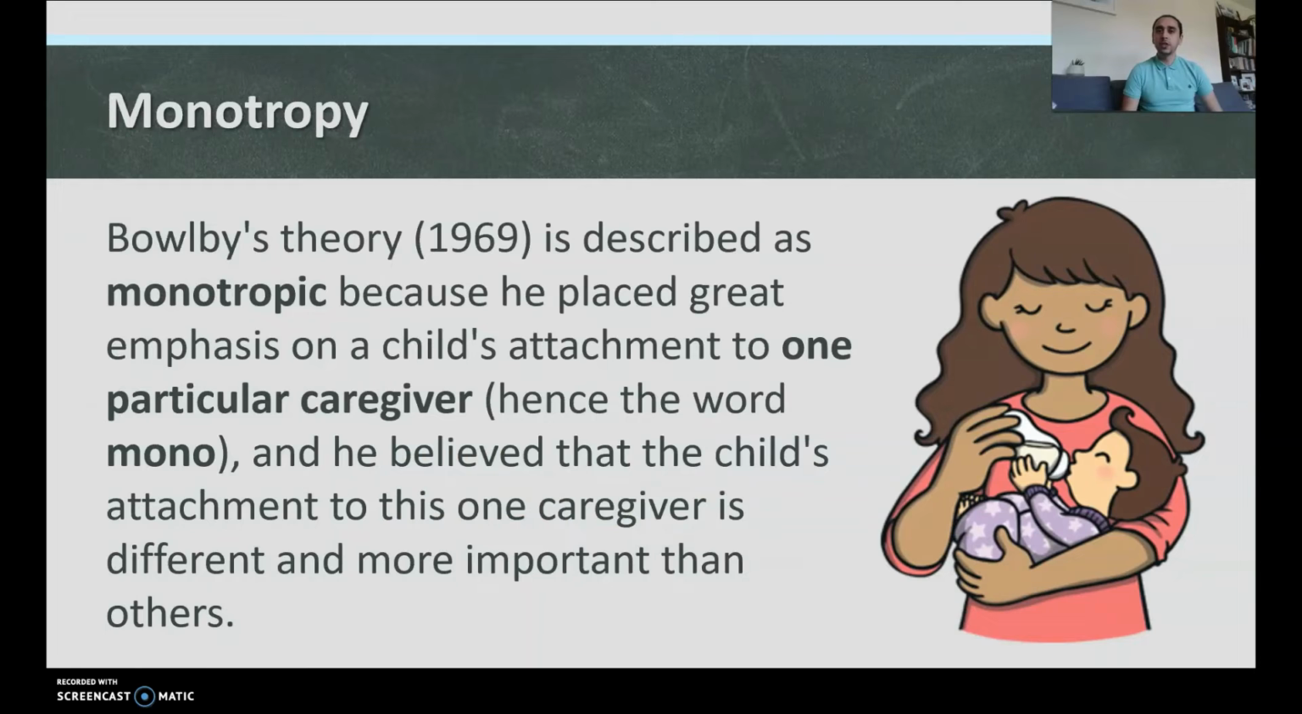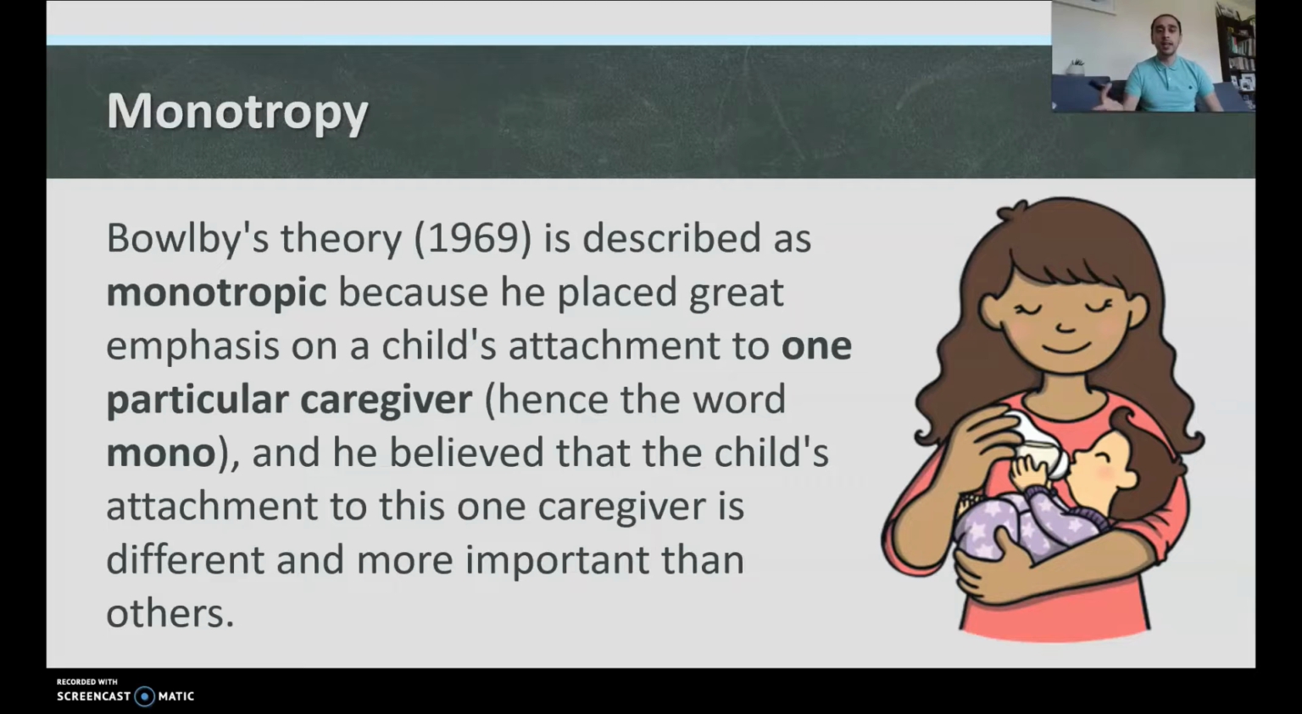Bowlby's theory is described as monotropic because he placed great emphasis on a child's attachment to one particular caregiver, hence the word mono. And he believed that the child's attachment to this one caregiver is different and more important than others. So Bowlby's monotropic theory essentially is saying we form one attachment first, and this one attachment is really important and more important than any of the others.